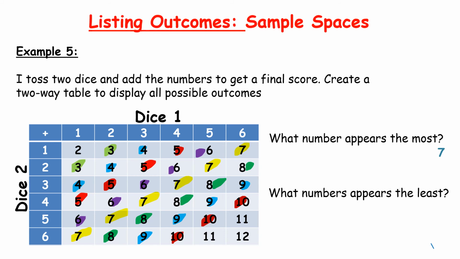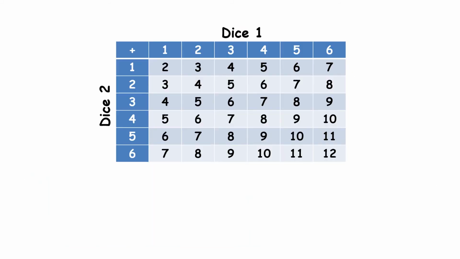What number appears the least? What numbers, plural, because there's 2. The 2 that appear the least are the number 2 and the number 12. So then, taking this table, let's talk about some probabilities.